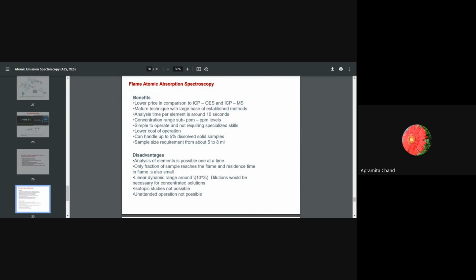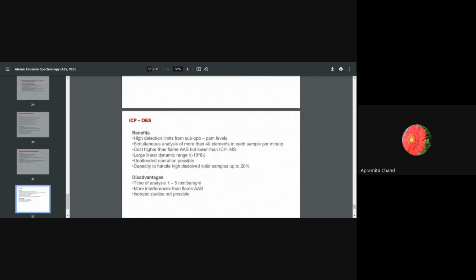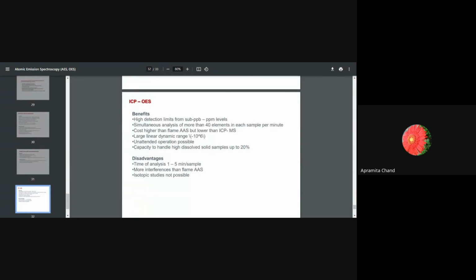This also you can write: what are the benefits of AAS. You can just take down these benefits versus disadvantages. Wherever you have to compare AAS with AES, you can also include points of benefits and disadvantages compared to ICP AES and ICP MS. For ICP OES also, what are the different quantitative advantages of ICP AES? You can write the benefits and the disadvantages here. You can take down from this particular PDF, and you can also refer to your study material.